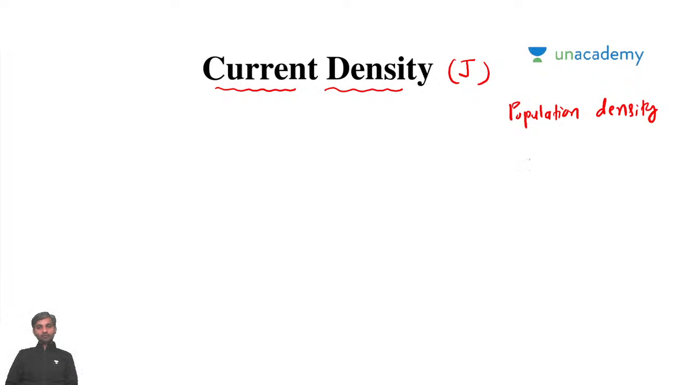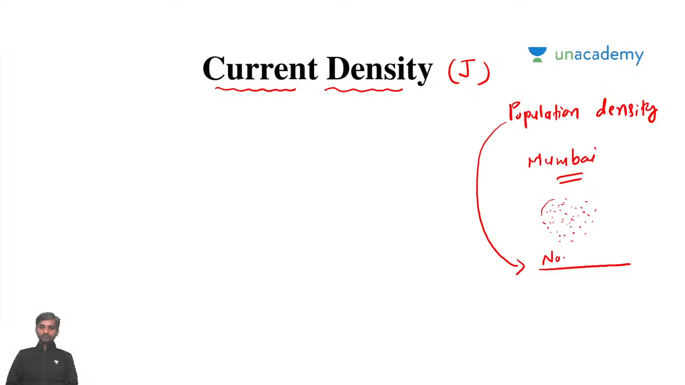Let's consider some city called Mumbai. The number of people who are living in the city is nothing but the population density. So what do you mean by population density? The number of people living in this area divided by its area. Simple, yes or no? What is the population density of Mumbai?